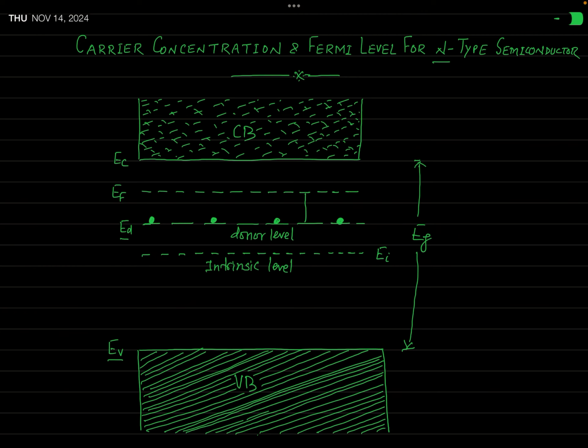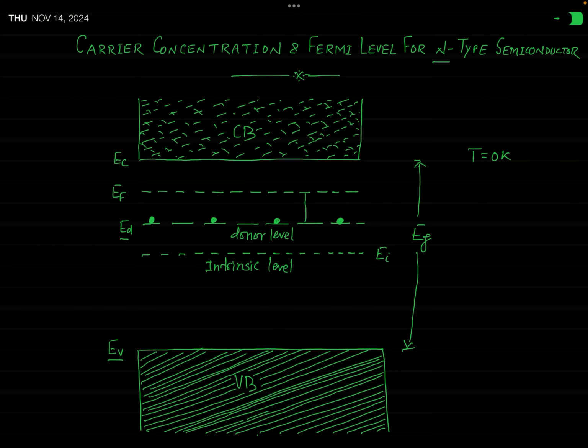If temperature is equal to 0 Kelvin, in that condition, the fifth electron of the donor atoms is not detached from the parent atom, and so they are unionized. They are not in ionized state. In other words, you can say that all the donor levels are occupied with electrons at 0 Kelvin temperature.